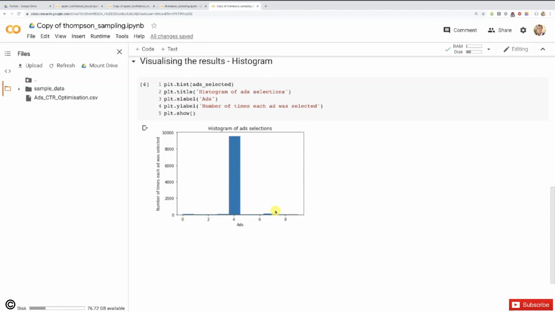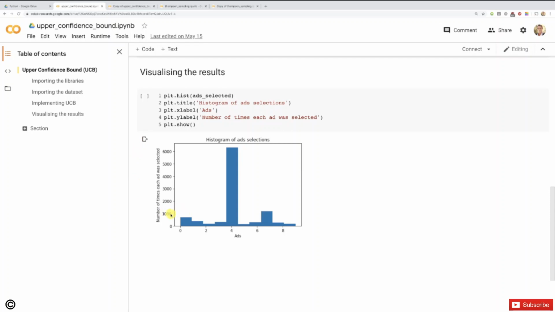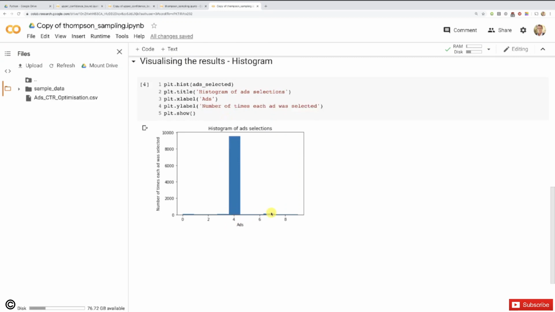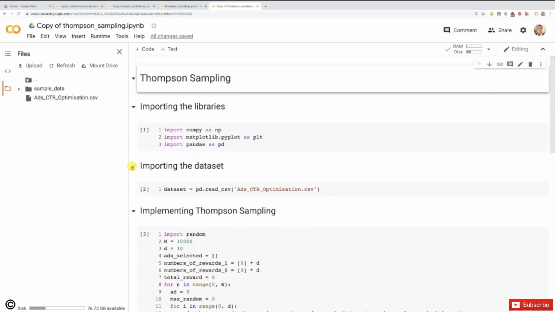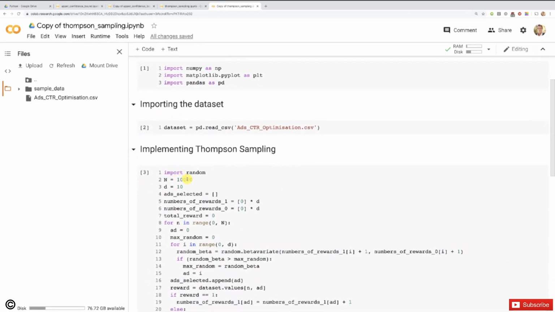Clearly, all these other ads here are smashed with respect to this one, right? If we have a look at UCB again, see, the other ads are way more selected here than this one. Okay, so I'm really, really confident about this. So I think we can directly not try 500, but 1,000. So I'm going to remove a 0 here.